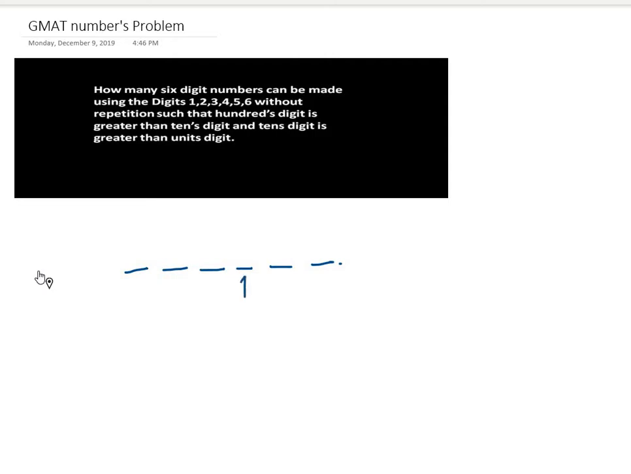This is the hundreds place, this is the tens place, and this is the unit place. They are saying that hundreds digit is greater than, let's say here it is x and here it is y, so x will always be greater than y, and tens digit is greater than the units digit. So let's say here it is z, so y will always be greater than z. So what all possibilities are there? How many such numbers can be there?